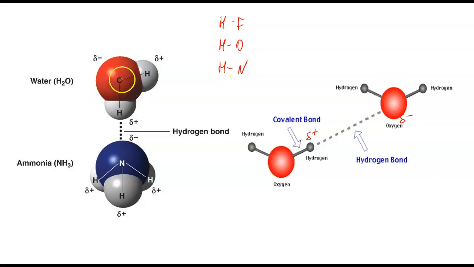Water has OH, right? So a polar covalent bond here, and here we have NH, and nitrogen in ammonia is negatively charged and hydrogen is positively charged. And that's enough for forming hydrogen bonds too. So again, intermolecular forces like hydrogen bonds form between polar molecules which have this kind of bonding inside.